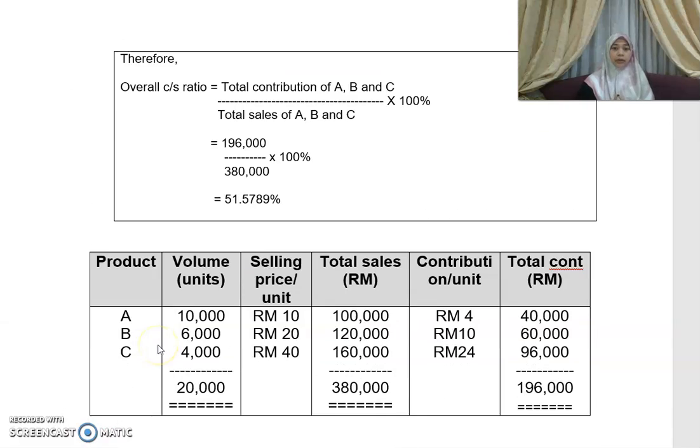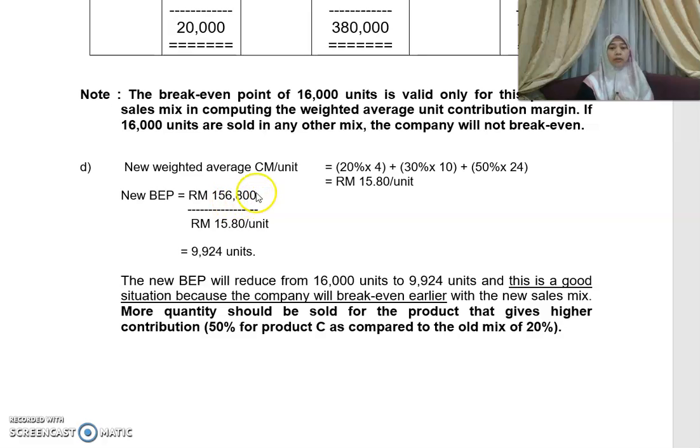Okay, so now part D of the question, you work out the new weighted average contribution margin. So 20, 30, and 50. You work out the contribution per unit for A, B, and C. Then you will get 15 ringgit and 80 cent per unit. So out of that, total fixed cost divided by your WACM, you will get 9,924 units. So this is your new BEP in units. Previously, you have 16,000. Now it reduces to 9,924 units.